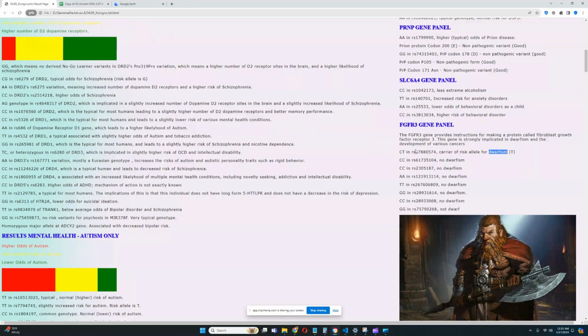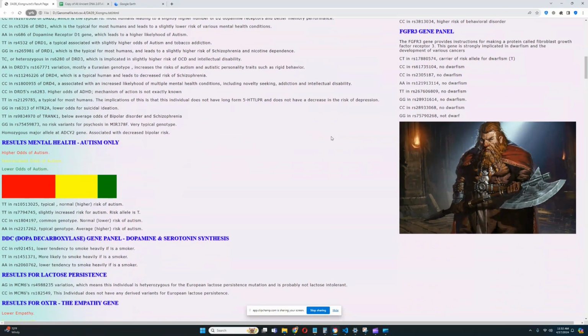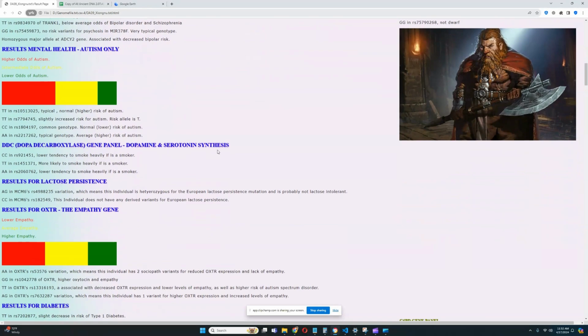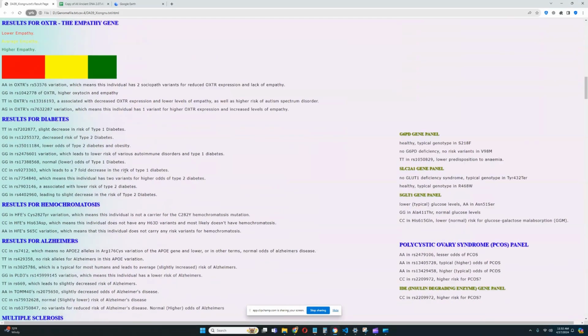I'm not sure. I think it's one of those variations where it's not dominant, where you've got to have two risk alleles to actually develop the trait. But he is carrying a risk allele for dwarfism. All right, that's crazy. For autism and mental health, he's not carrying any other alleles, but he does have one. For autism, it looks like he's got a genotype that predisposes to higher odds of autism. Quite interesting. And for OXTR and the empathy gene, even though he has some genotypes which increase empathy, such as this one, for example, the overall predisposition is still to lower empathy. So he's got slightly below average level of empathy.